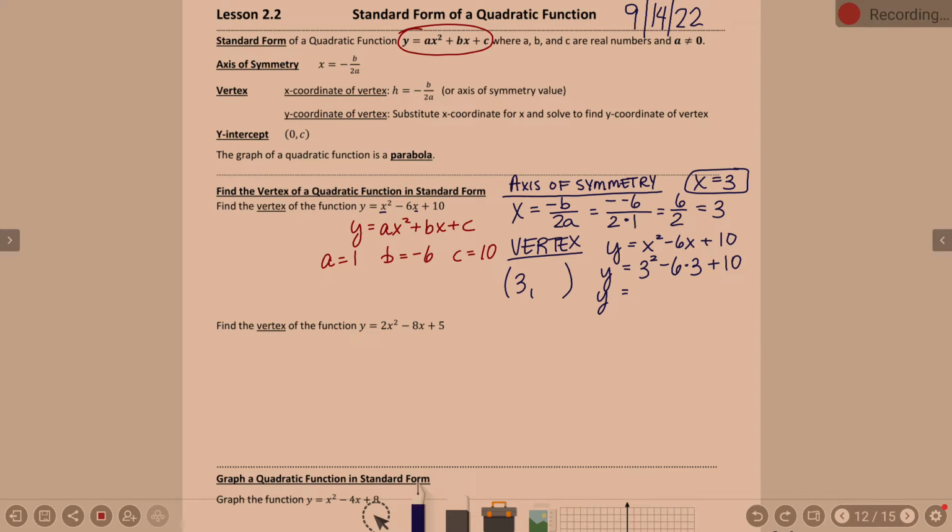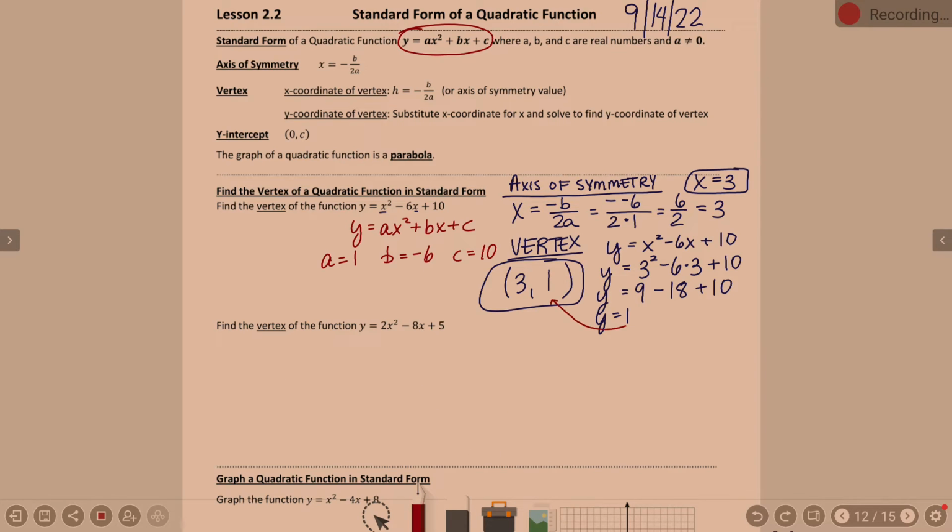3 squared is 9. 6 times 3 is 18. So mine reads 9 minus 18 plus 10. 9 minus 18 is negative 9. Plus 10 is 1. What is that 1? It's not my y-intercept. It is the y value of my vertex.